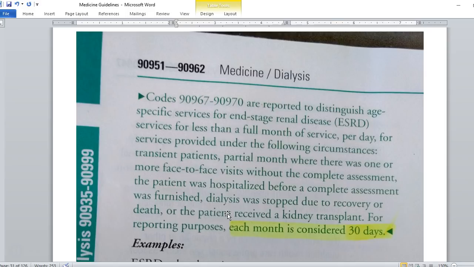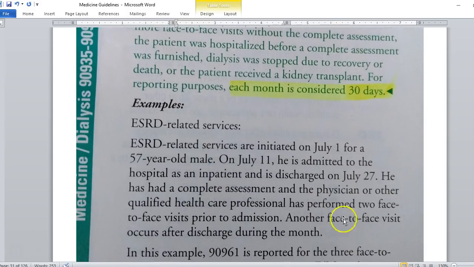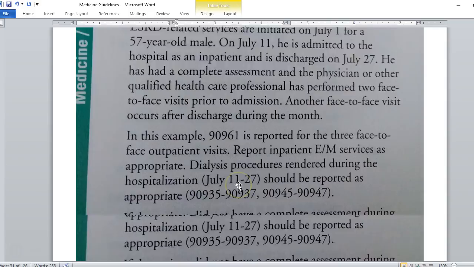Or if dialysis was stopped due to recovery, which is what we want, or death, which is not what we want, or the patient receives a kidney transplant, which we do want. Now, again, each month is considered 30 days. So keep that in mind. If you work for a dialysis center, 30 days is a month. Okay. Then we have some lovely examples that you can read through.